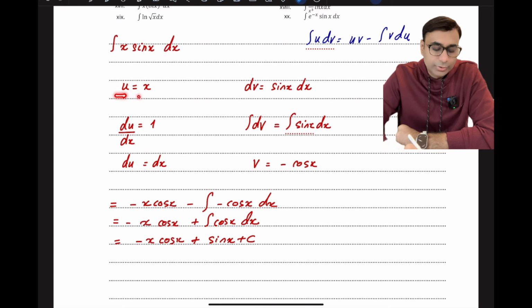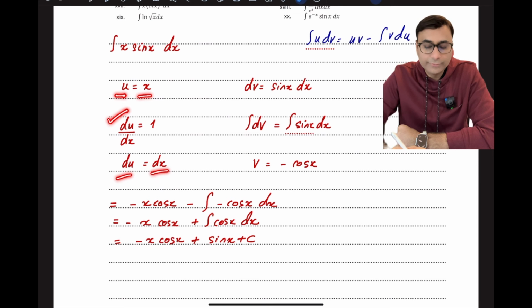So if u is equal to x, I differentiated this equation, I got du by dx is equal to 1, or I got du as dx. So I know that when I'll be applying the formula, in place of du, I can write dx.